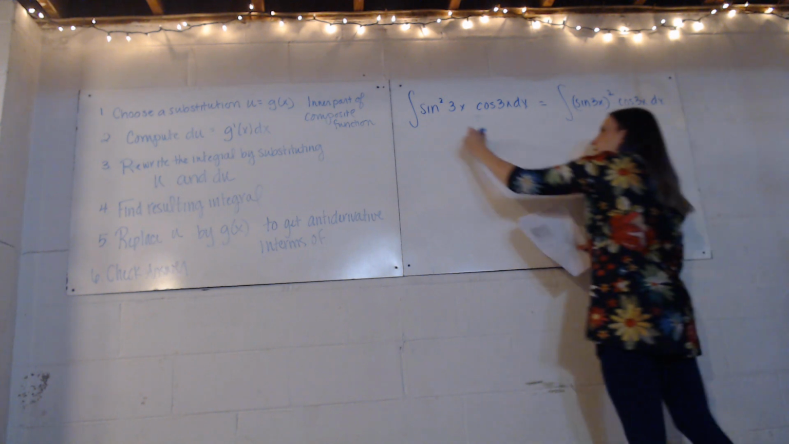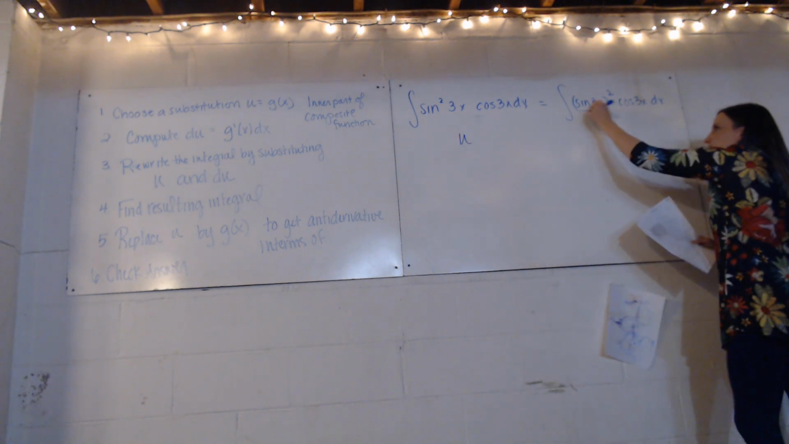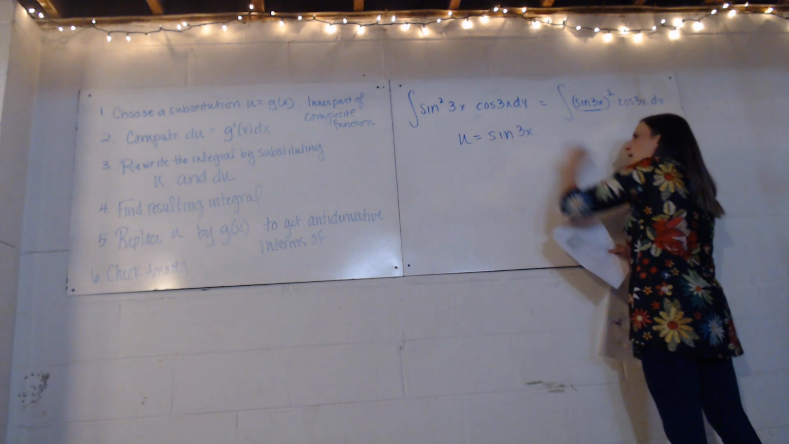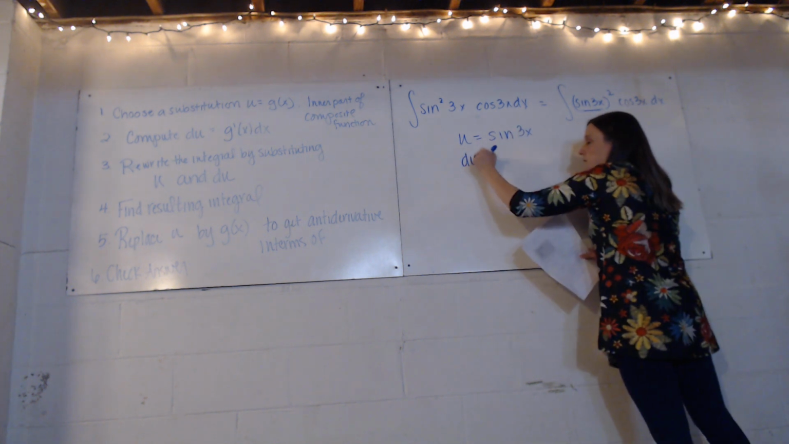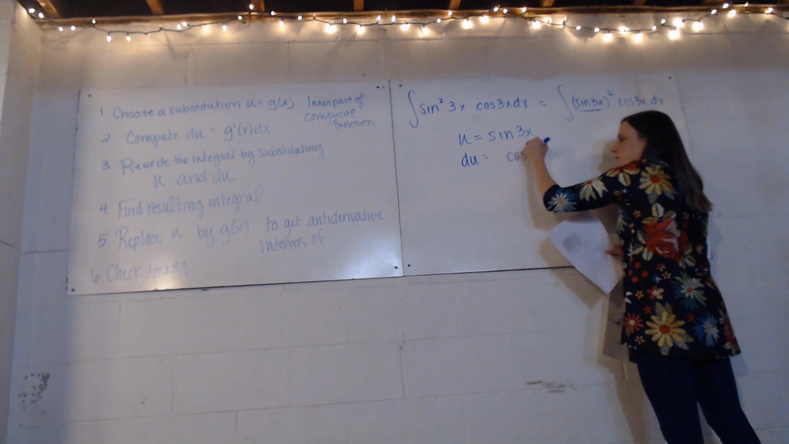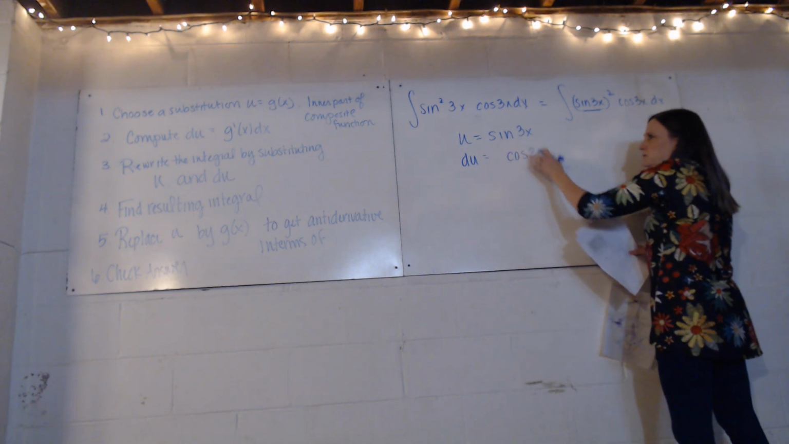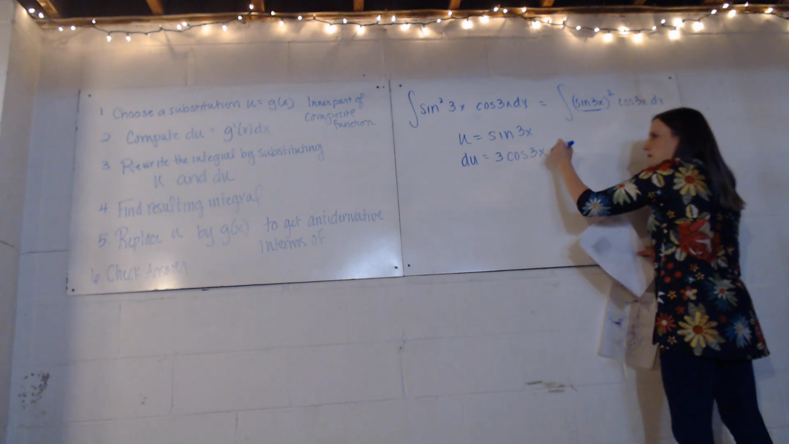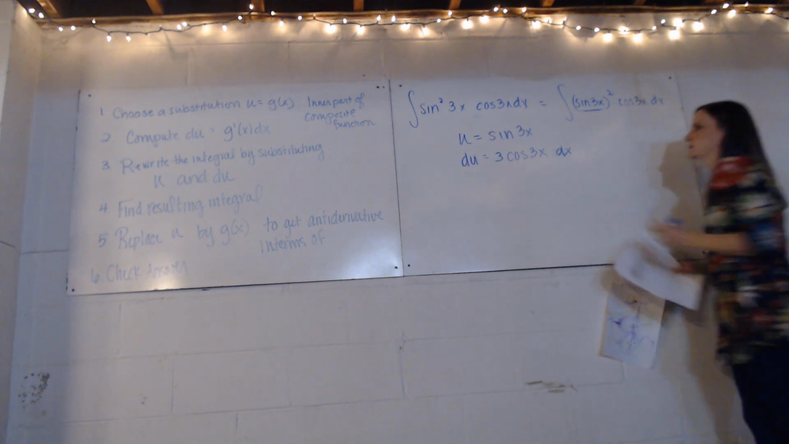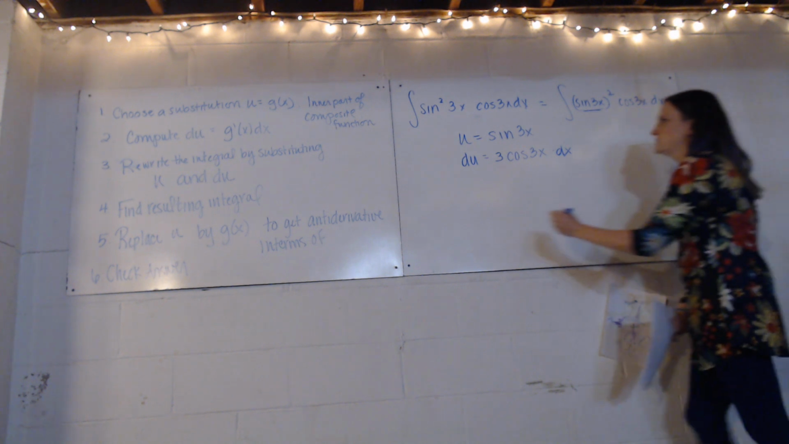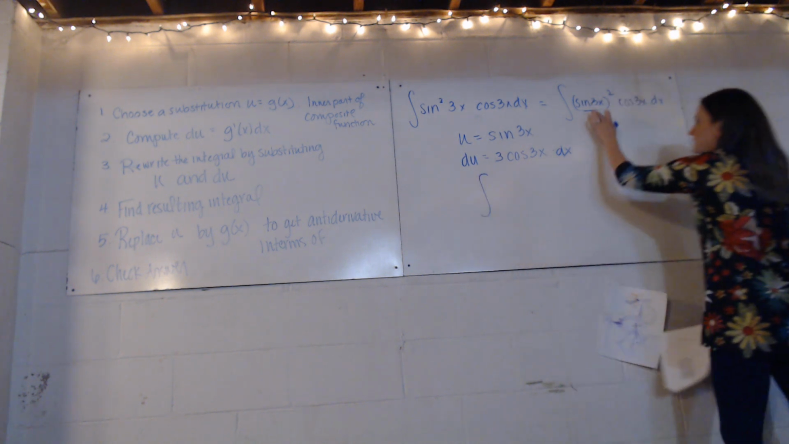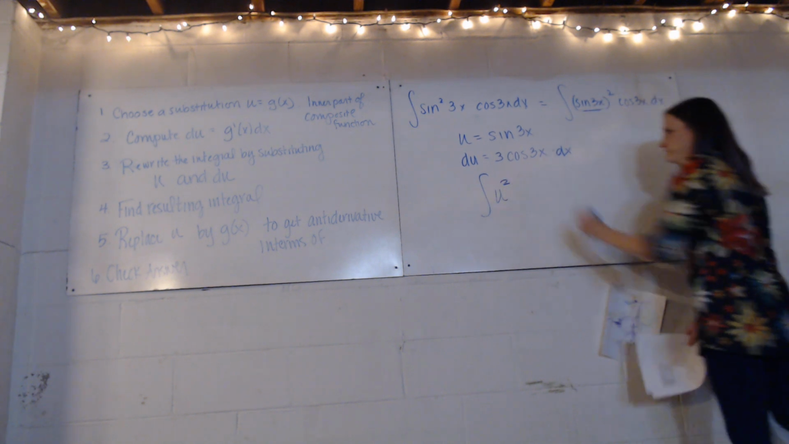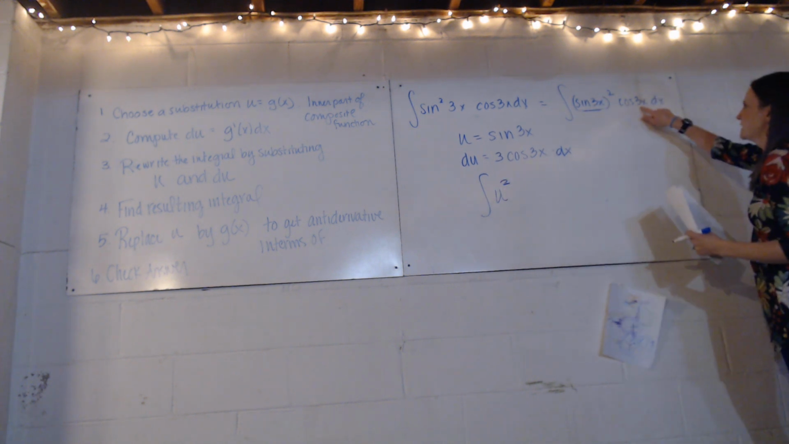Okay, so then let's go for it. I'm thinking this is my inner function, so I'm going to say u is equal to the sine of 3x. Du would be, if I take the derivative of that, cosine of 3x times the derivative of the inside, 3, with respect to x. When I go to substitute, I'm taking the integral of u, which is the sine of 3x, squared, and then cosine 3x dx.